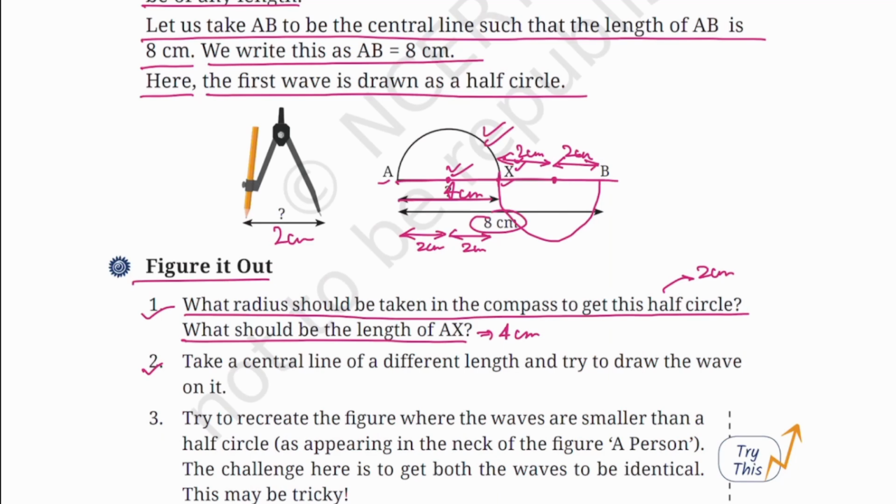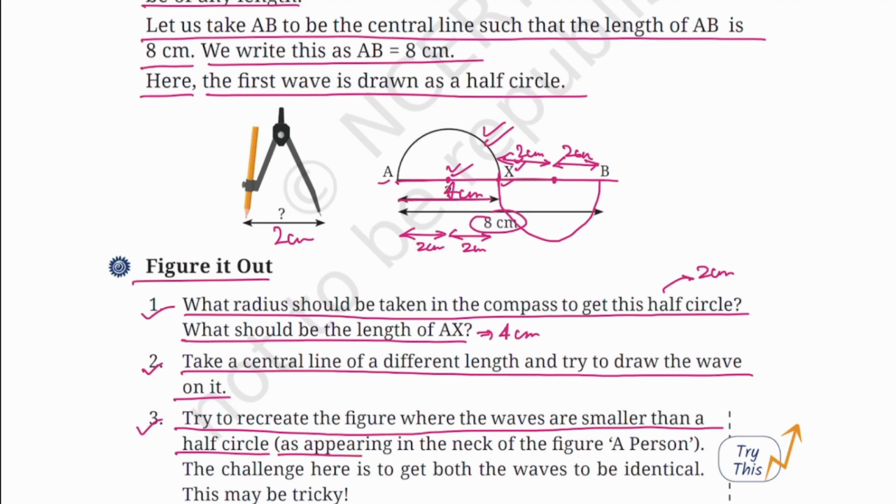2. Take a center line of a different length and try to draw the wave on it. 3. Try to recreate the figure where the waves are smaller than a half circle, as appearing in the neck of the figure of a person. The challenge here is to get both the waves to be identical. This may be tricky.